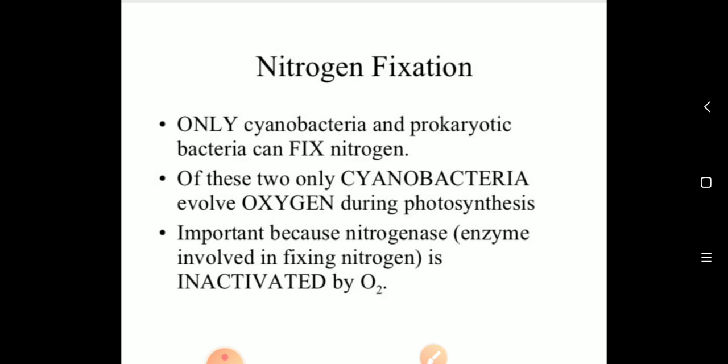Several prokaryotic bacteria also do nitrogen fixation like cyanobacteria, but cyanobacteria are organisms having both nitrogen fixation ability as well as photosynthesis ability.